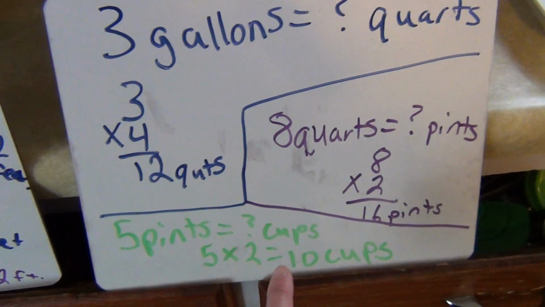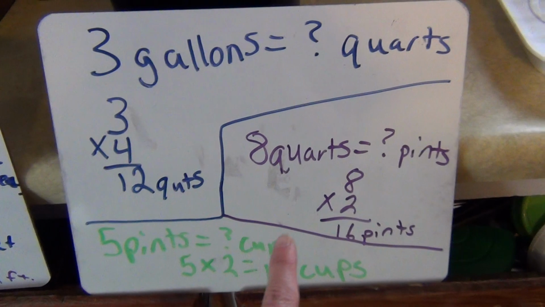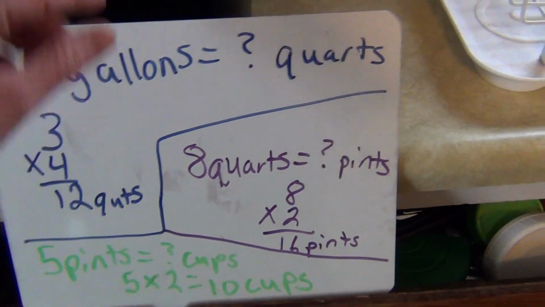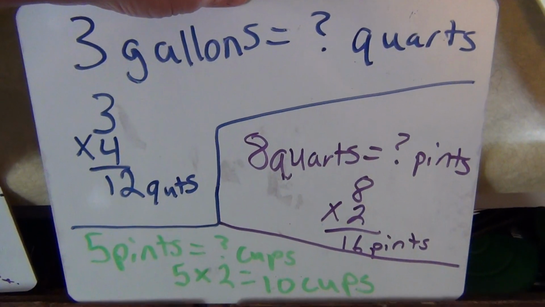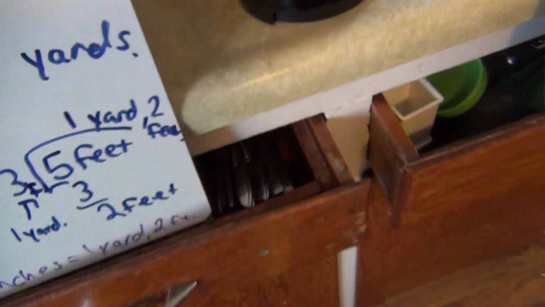5 pints equals how many cups? 5 pints times 2 cups in each pint equals 10 cups. See, this is really not that hard. It's just knowing how much is in each thing. Alright, last example.